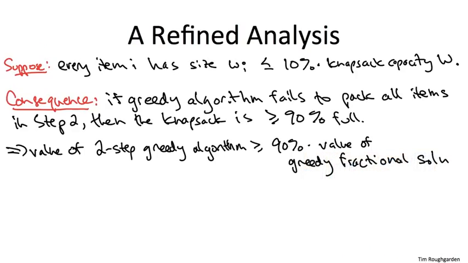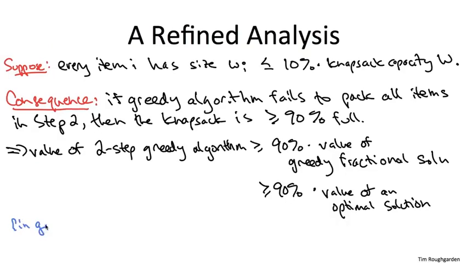And we know from our thought experiment that the greedy fractional solution is even better than optimal, is at least as good as any feasible knapsack solution. Therefore, the output of our greedy algorithm, even if we don't use the third step, is 90% as good as the value of an optimal solution. All of this reasoning holds equally well with a number different than 10%. So for example, if you only knew that every size was at most 20% of the knapsack, then you'd get that the greedy solution would be at least 80% of optimal. On the other hand, if you knew that every item had size at most 1% of the knapsack capacity, then just the two-step greedy algorithm would get you within 99%.